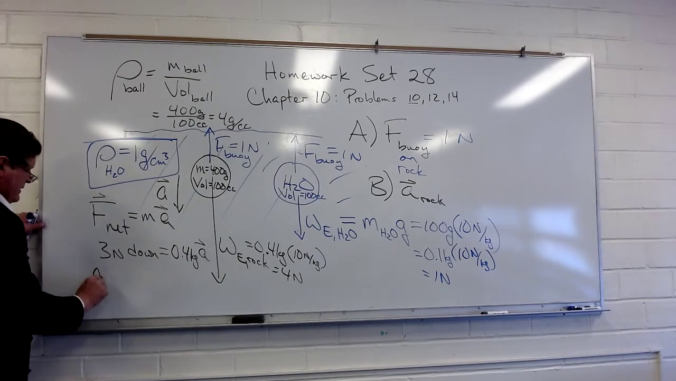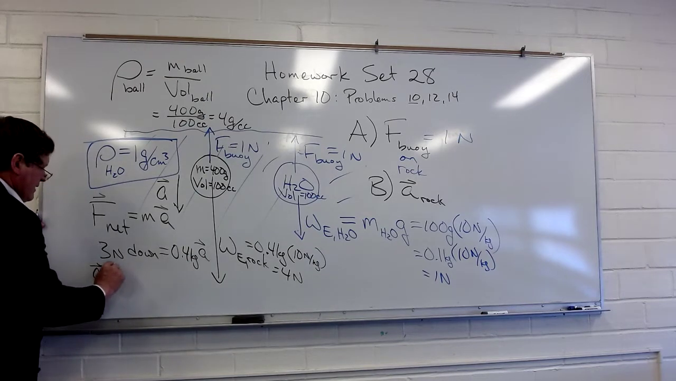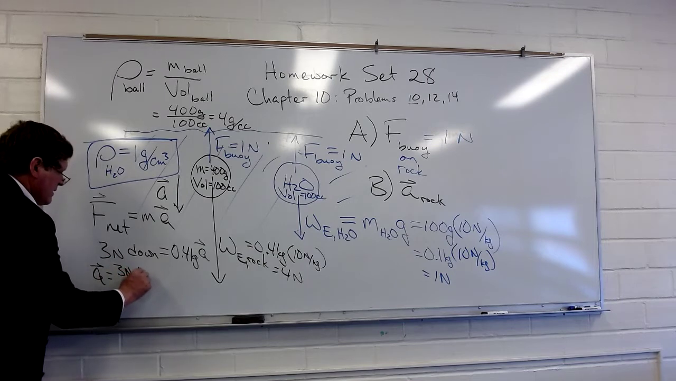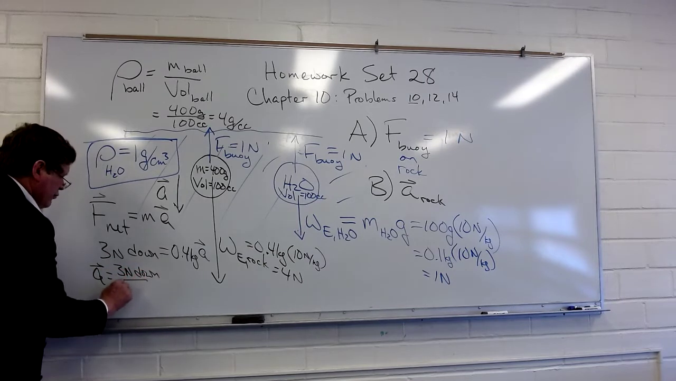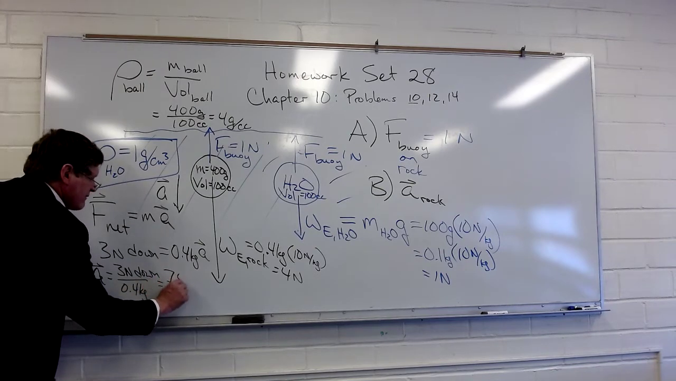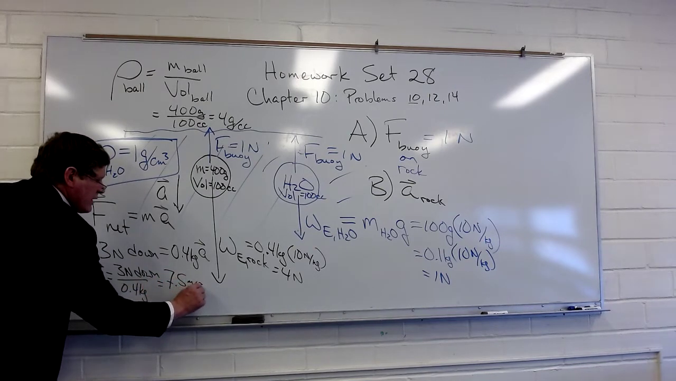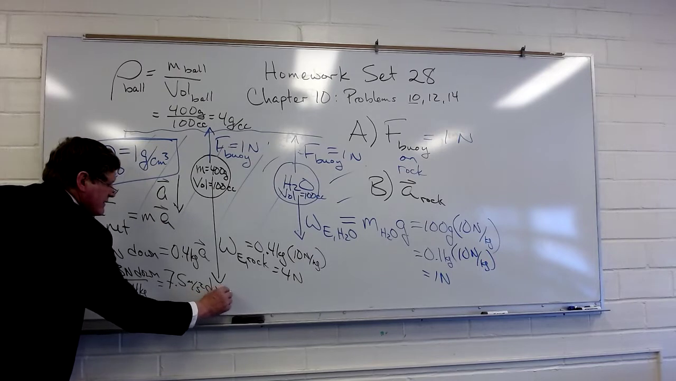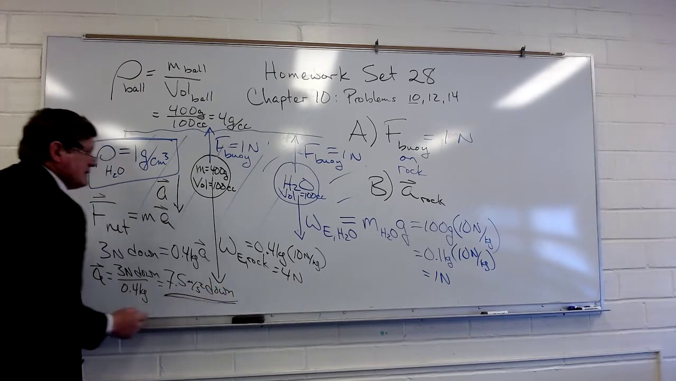And that's going to give me an acceleration of 3 newtons down divided by 0.4 kilograms, and that's going to be 7.5 meters per second squared down. Okay?